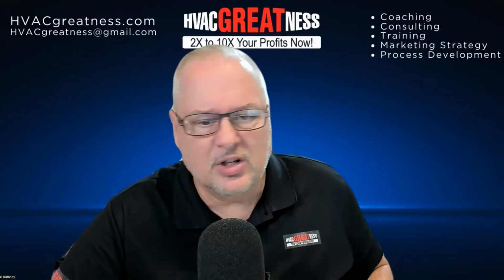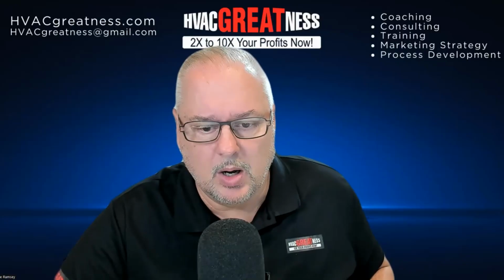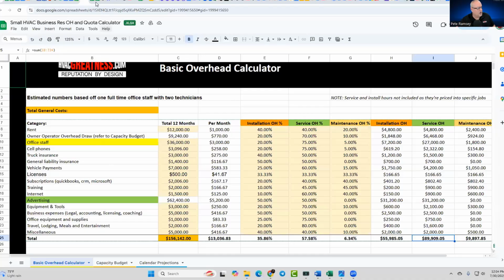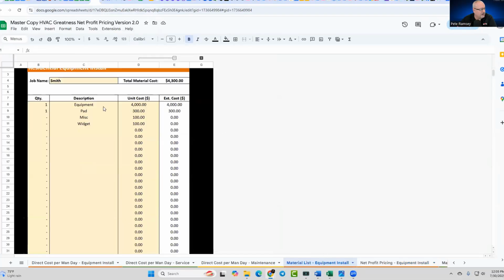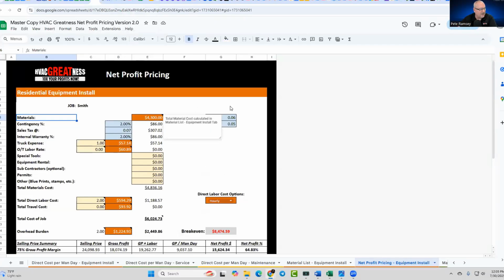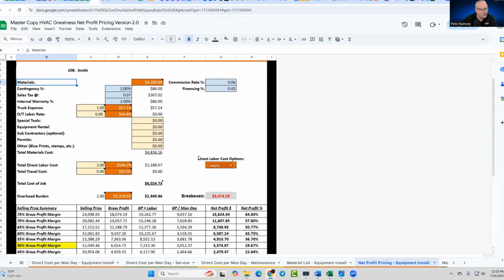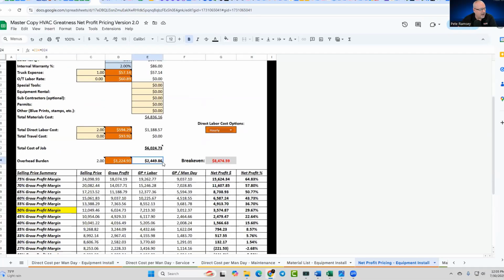Okay. So now let's look at what we would do on how to price calculate this. So I'm going to go to, first of all, larger company. Let's say we've got the COGS, the materials, equipment of, and I just put a bunch of stuff in here, just some equipment, a pad, or whatever. So this is my job. I've got sales tax. I've got every possible expense in there. But check it out. My overhead burden is exactly $2,449.86. And my break even is this.